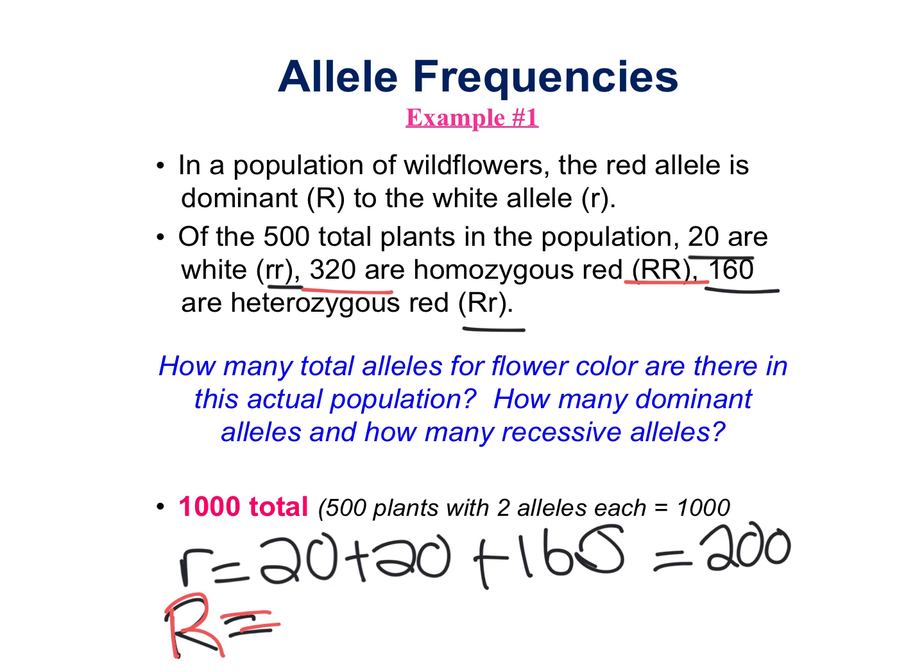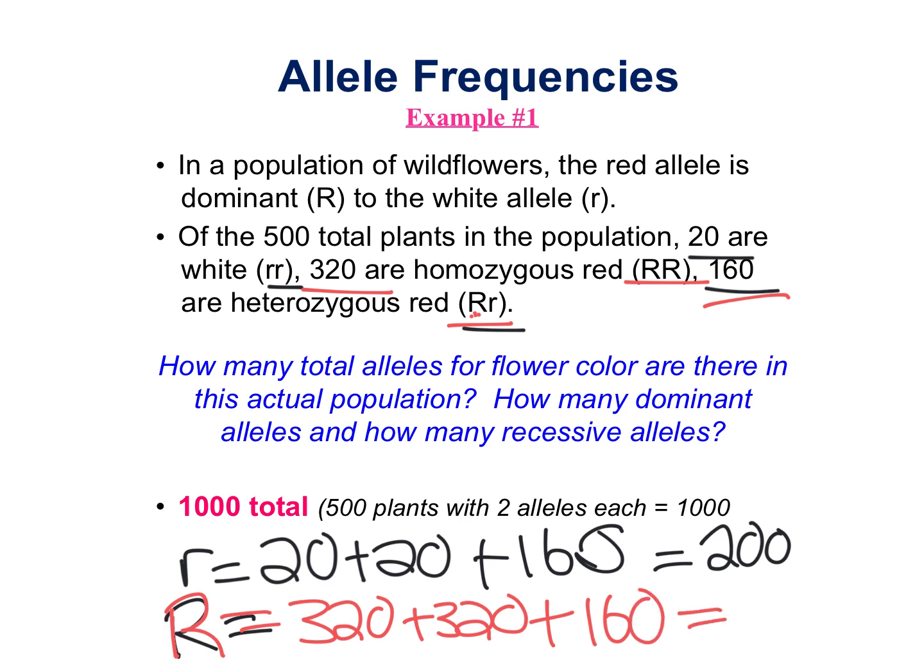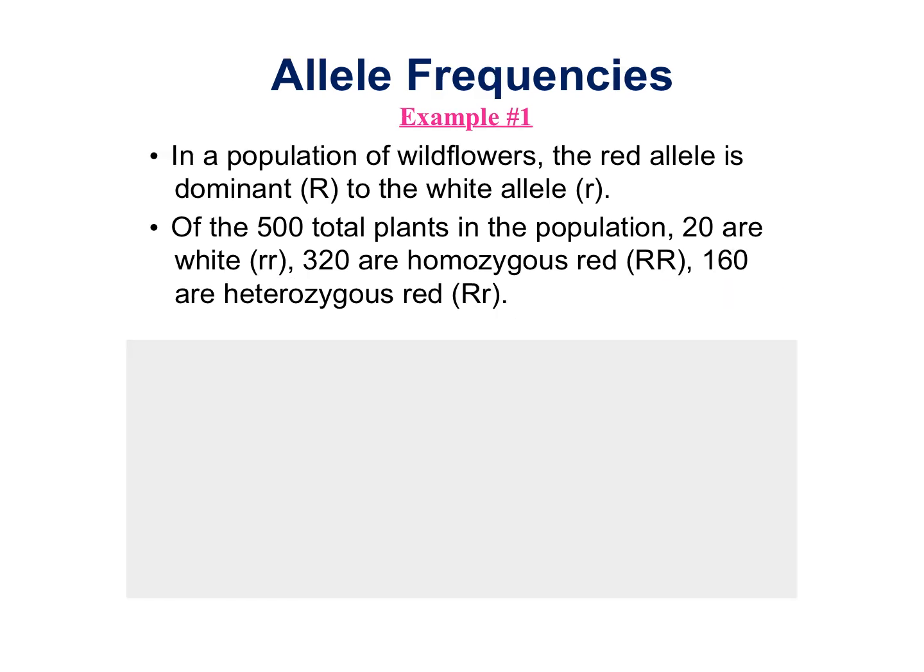If we do the same thing for our big R, we are going to have 320 that are big, so that's times 2 again. So we have 320 plus 320. And then again, we also have this 160 that have a big R present there for the heterozygous. So that is plus 160. Little harder math here. So we have 320 plus another 320. So that is going to give us 640 plus 160 is going to make 800, giving us our total of 1,000, as we said.